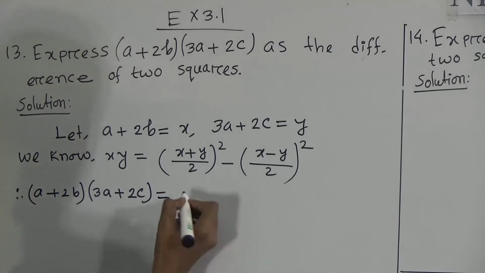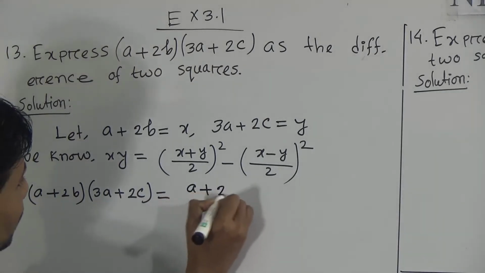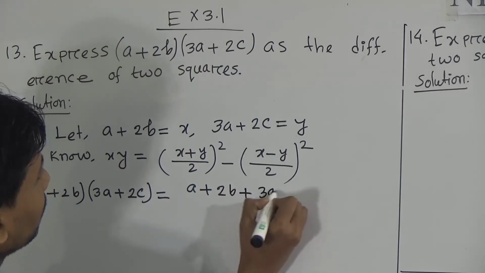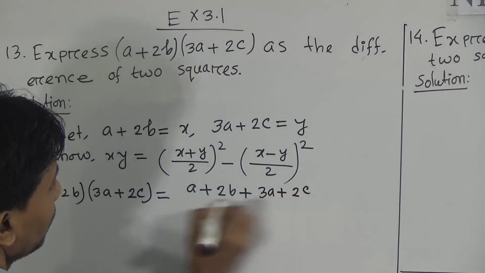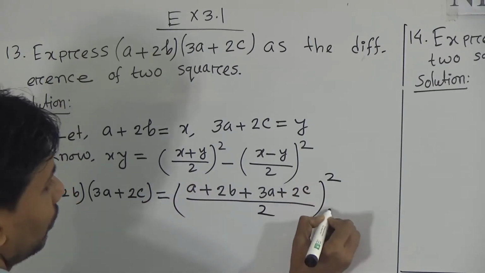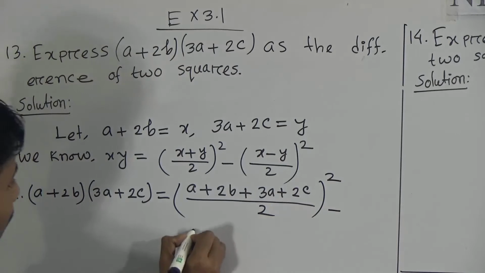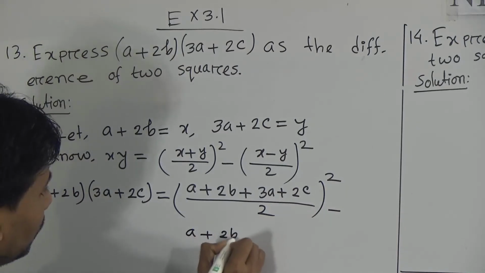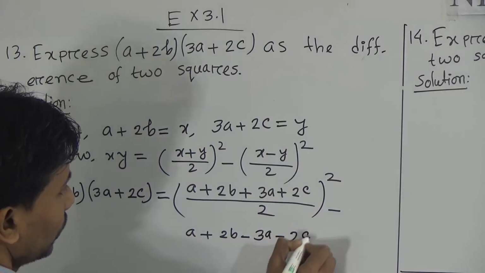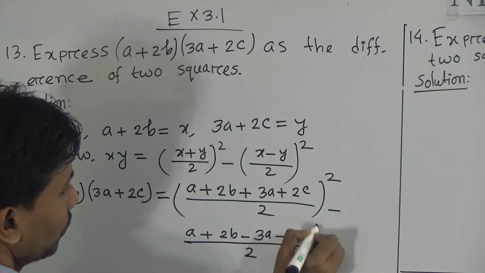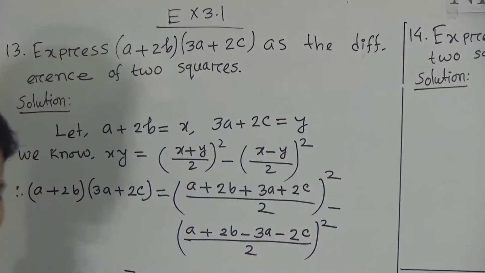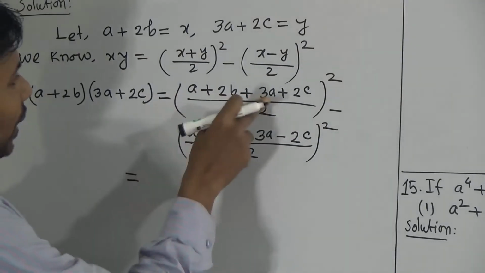Look, a plus 2b plus 3a plus 2c by 2 whole square, minus a plus 2b minus 3a minus 2c by 2 whole square. Okay, now we have to simplify. a plus 3a is 4a.